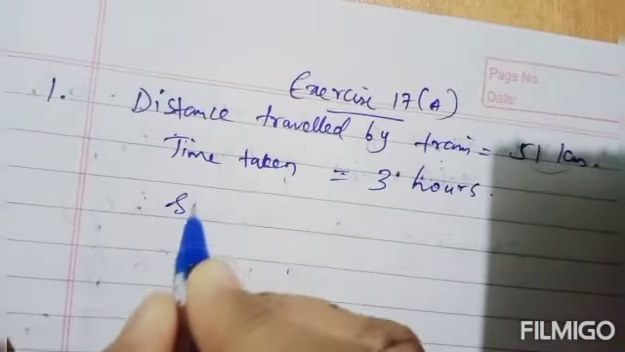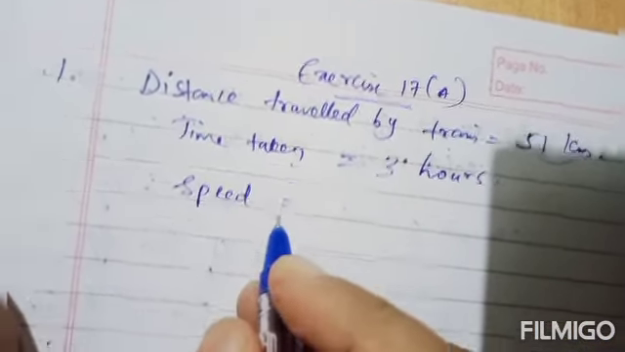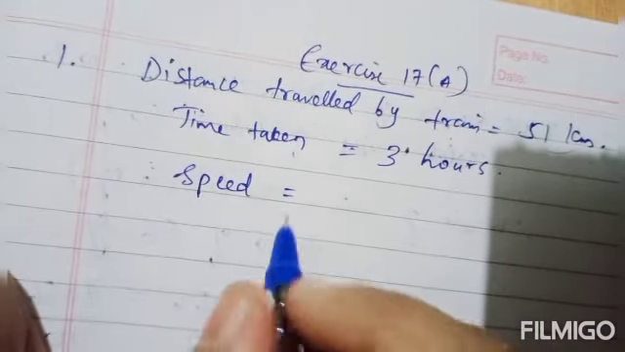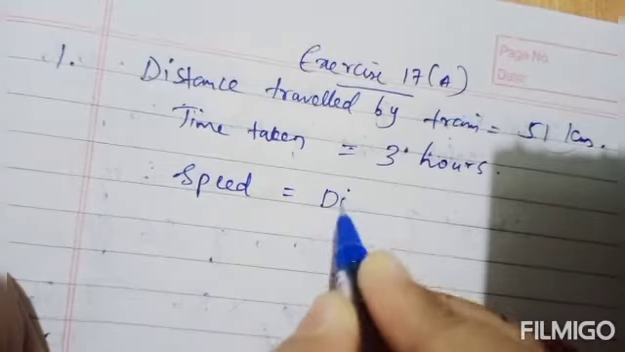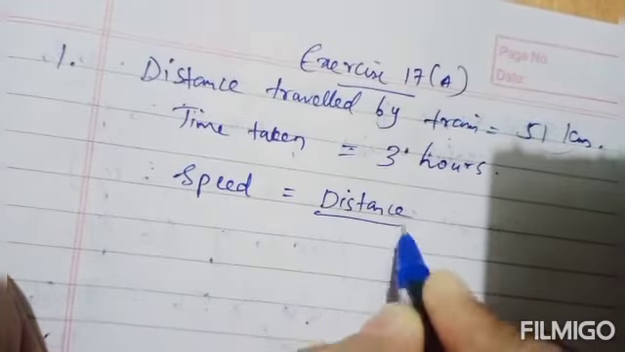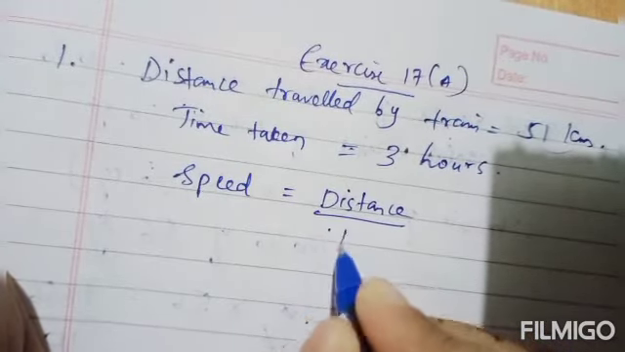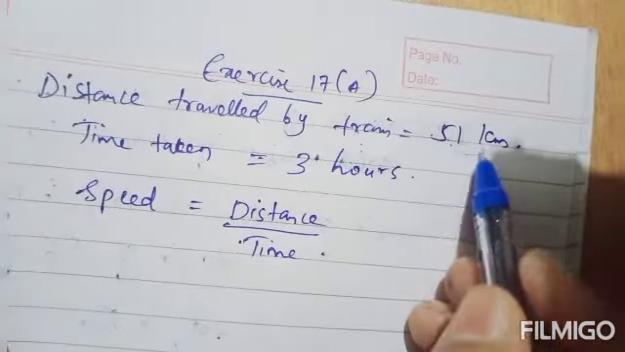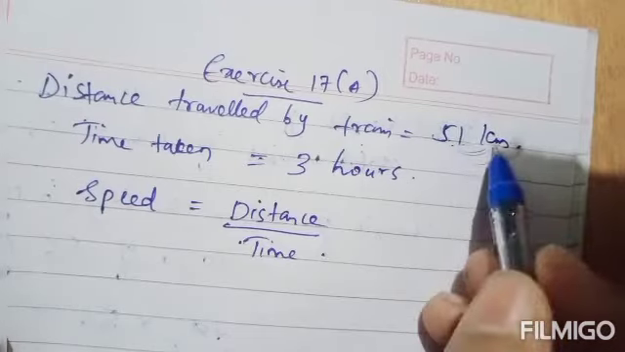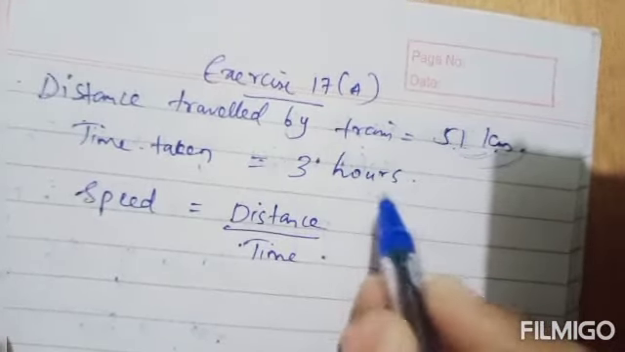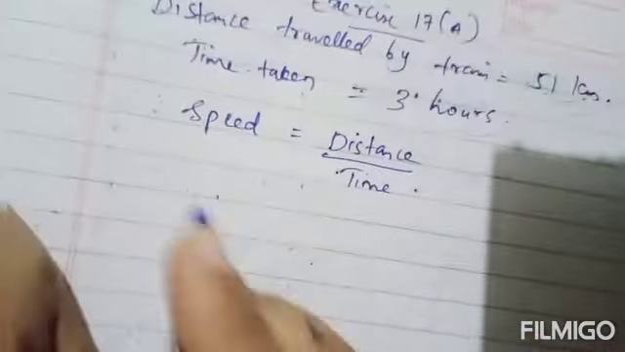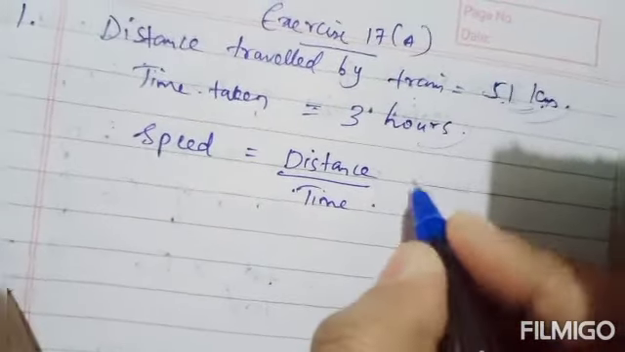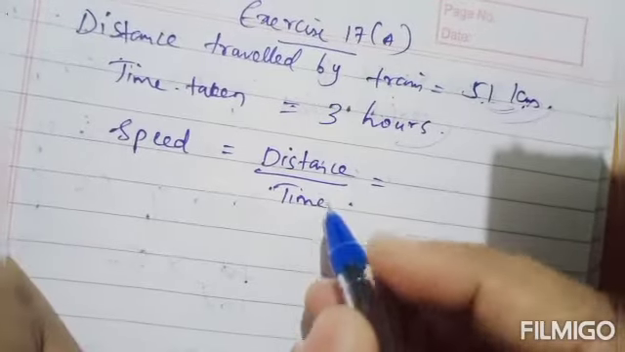Now how can you find the speed? That is the question. We know speed equals distance by time. Now look at its unit. Distance is in kilometer, time is in hour. So the unit of speed will be kilometer per hour. You should know that.